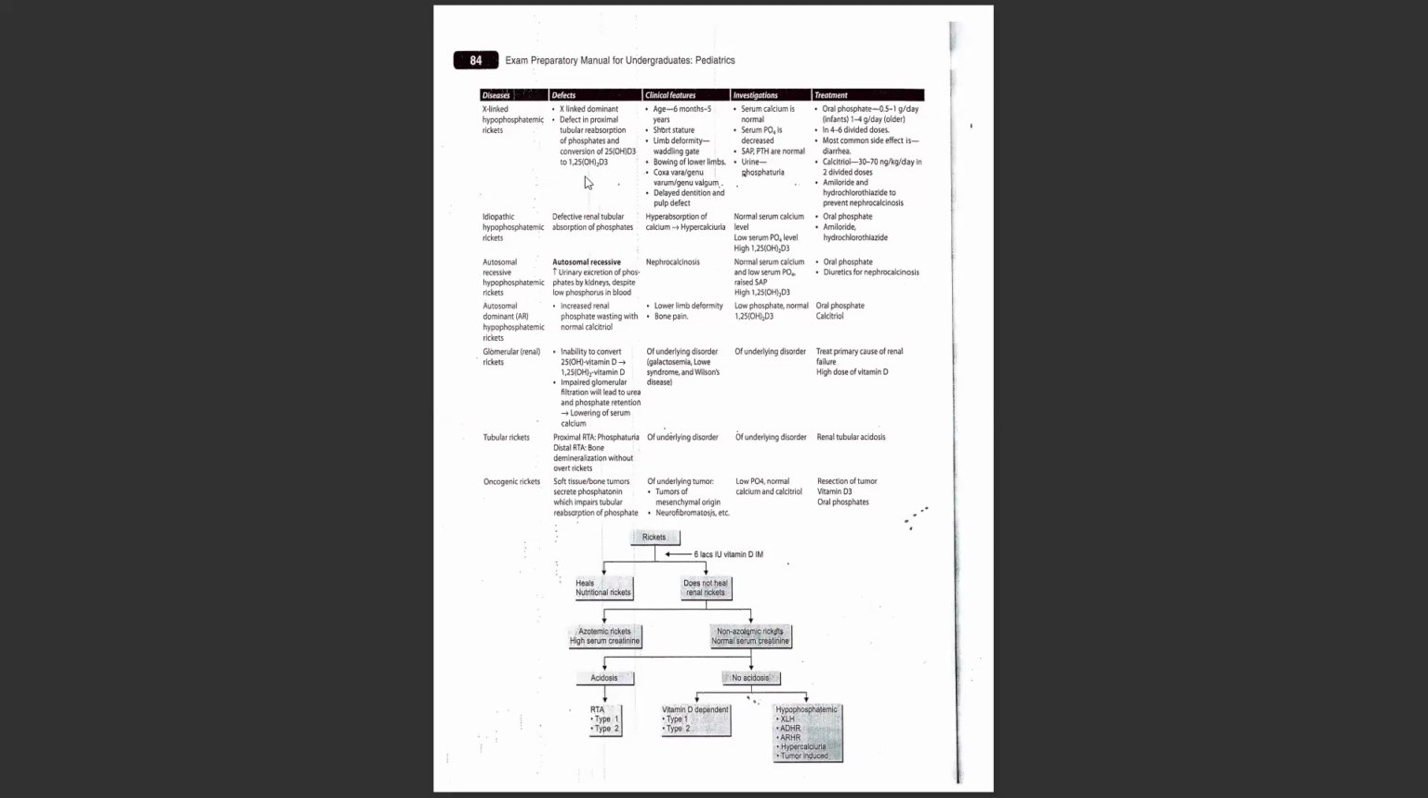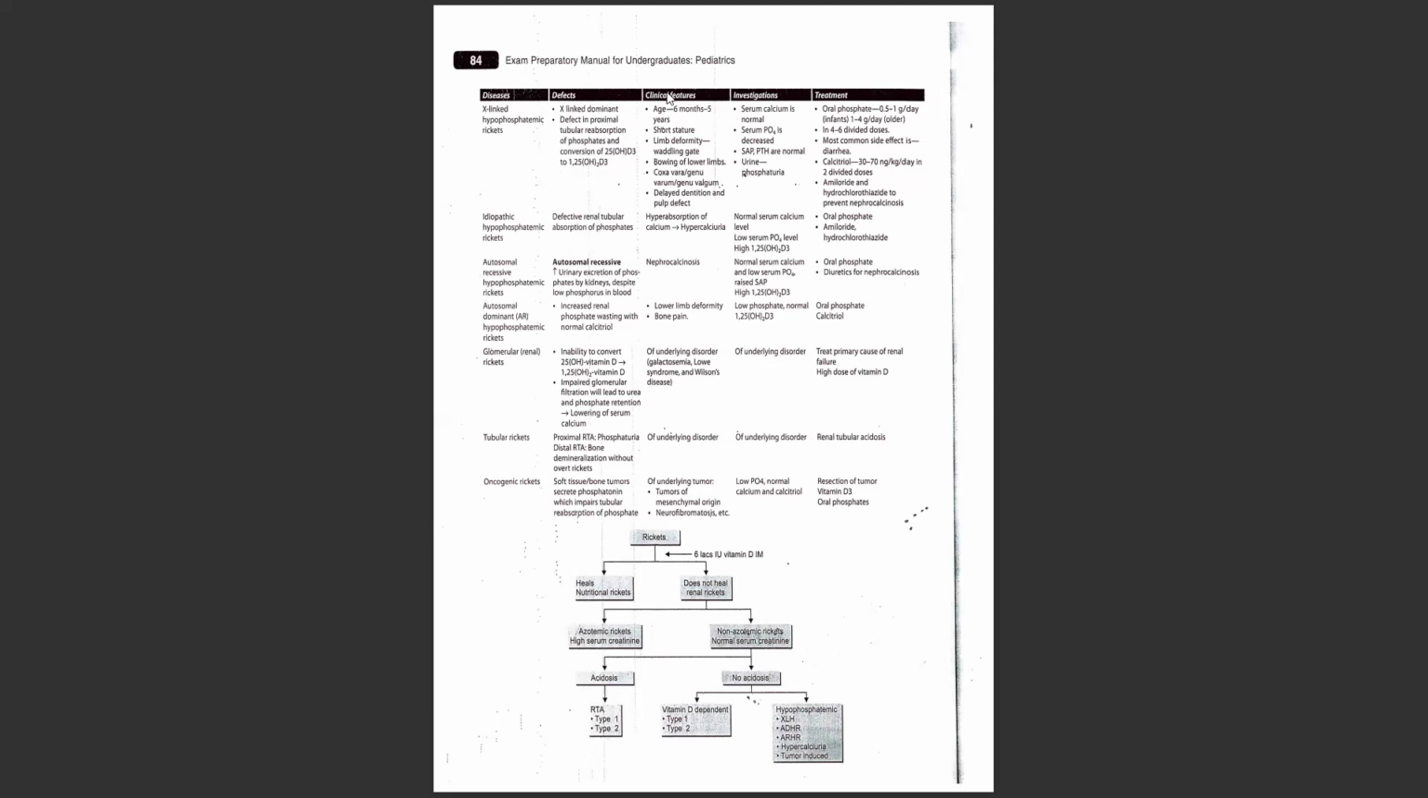So this is the table showing the different vitamin D resistant rickets. The first one is X-linked hypophosphatemic rickets. The defect is that it is an X-linked dominant disorder with defects in the proximal tubular reabsorption of phosphate and in the conversion of 25 hydroxy vitamin D3 to 1,25 dihydroxycholecalciferol.